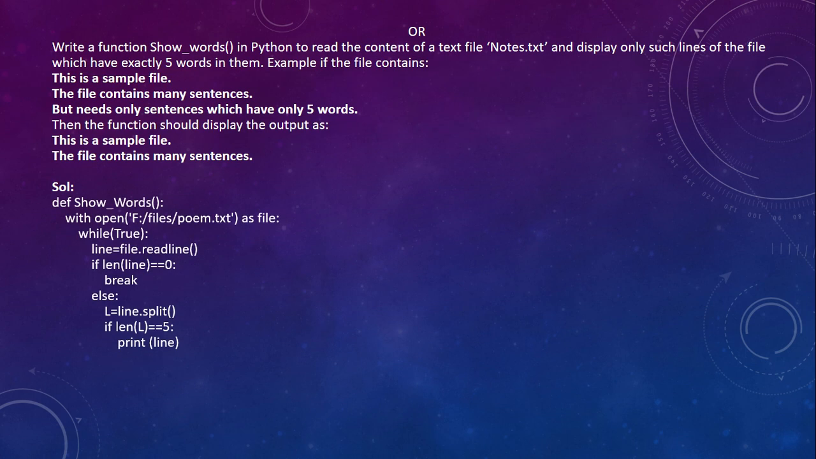def show_words, with open, okay, as file, while True, line equal to file.readline(). If length of the line is 0, then break, else L equal to line.split().